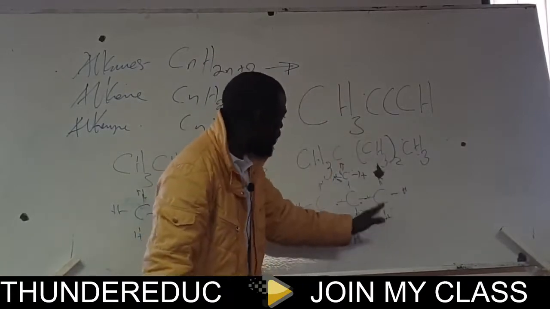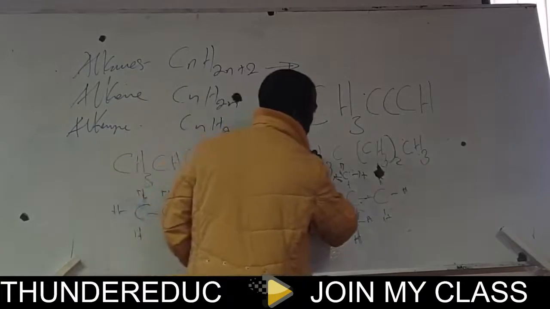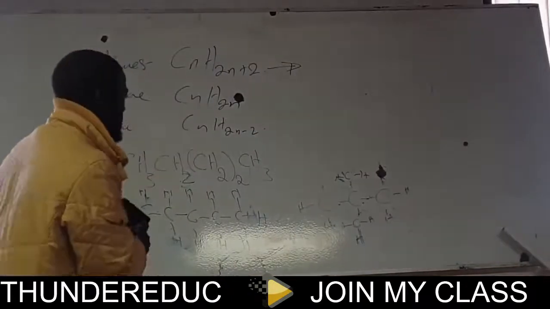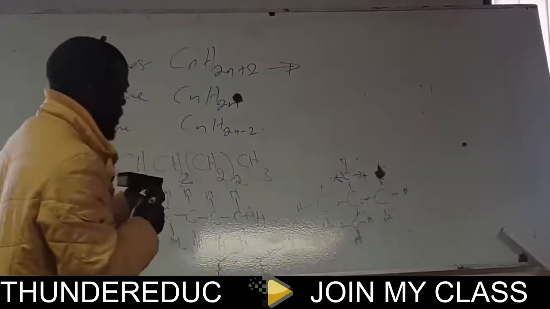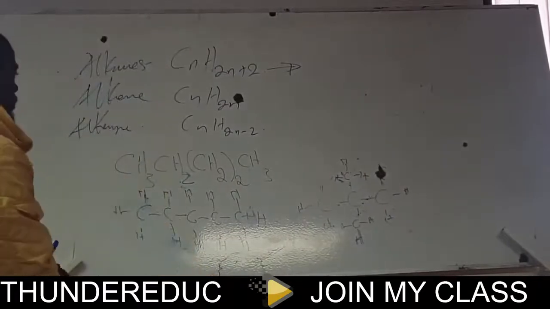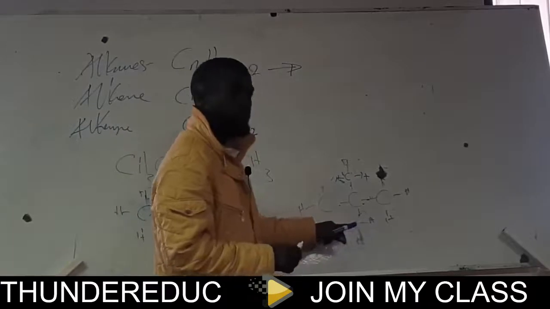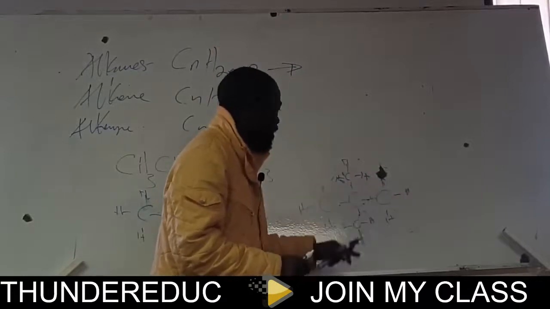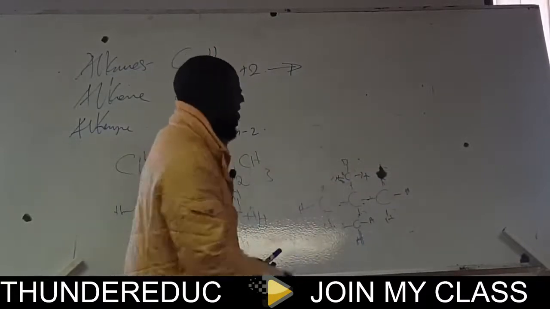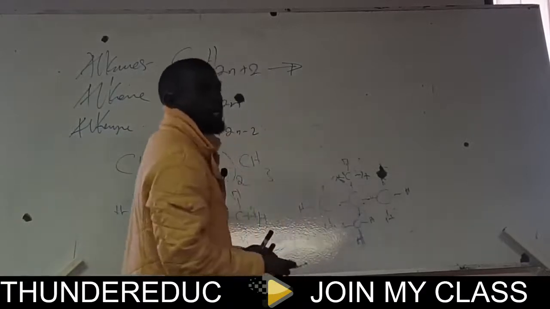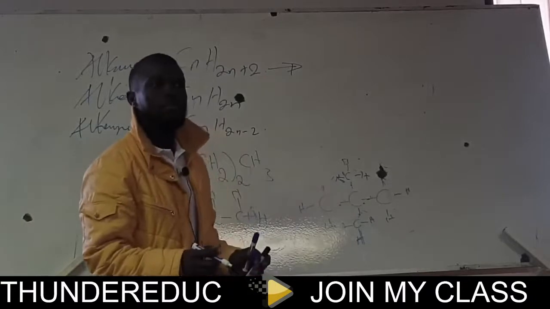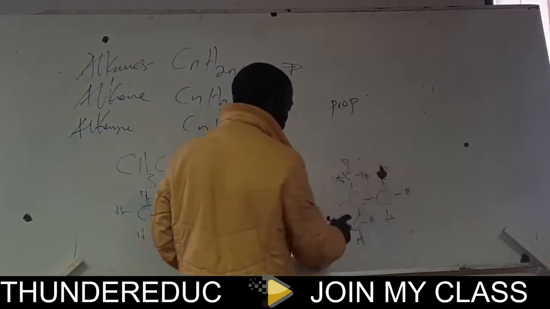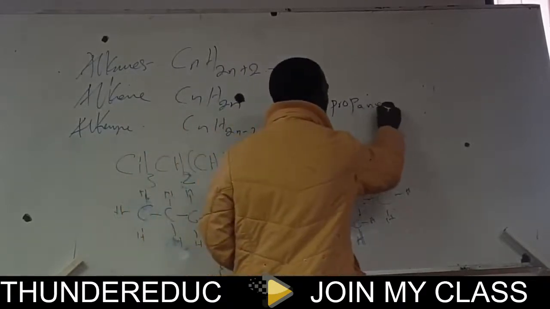Let's just label this instead of writing another structure. Who can label this for me? The name, the IUPAC name. Where's the main chain? 1, 2, 3. So everything is 1, 2, 3, so you just have to choose. If we make this one the main chain, 1, 2, 3 is what? Prop. But it is an alkane, so it's going to become propane, ne?